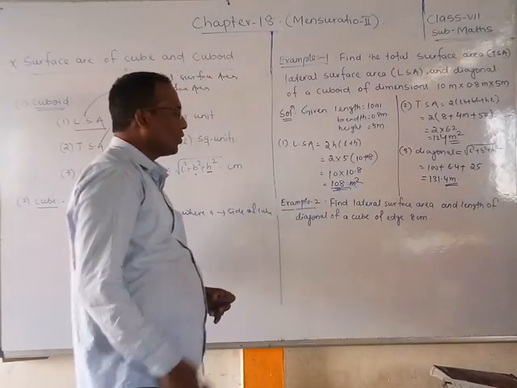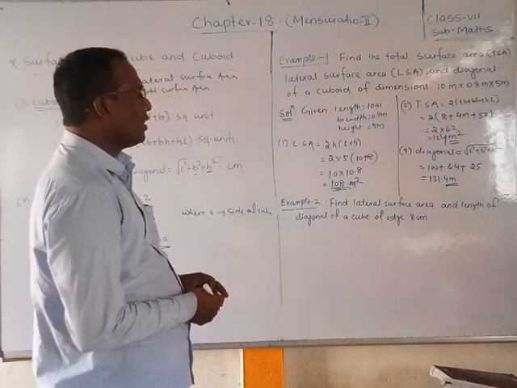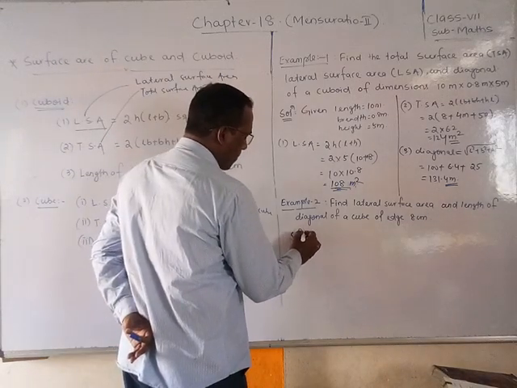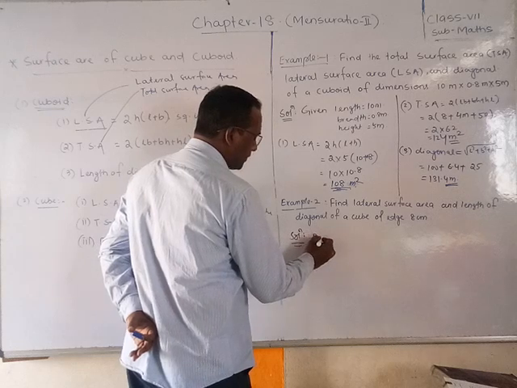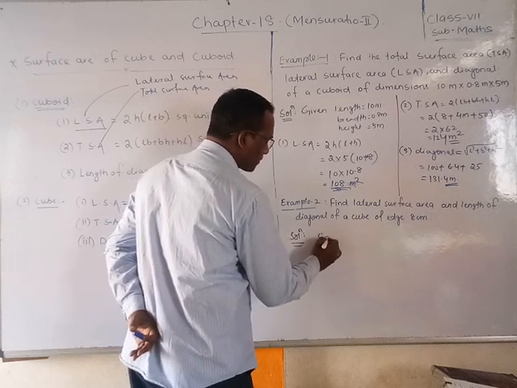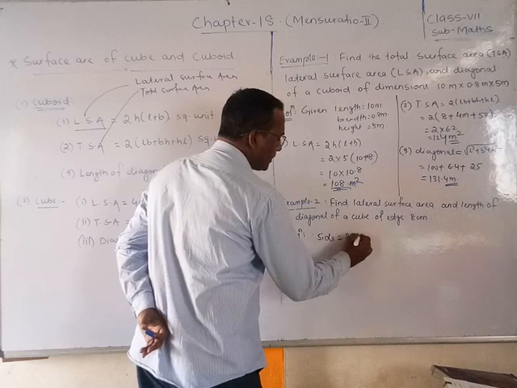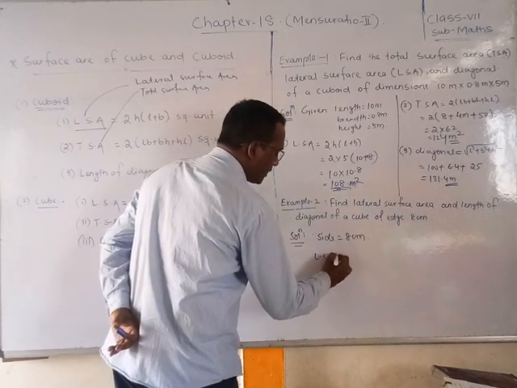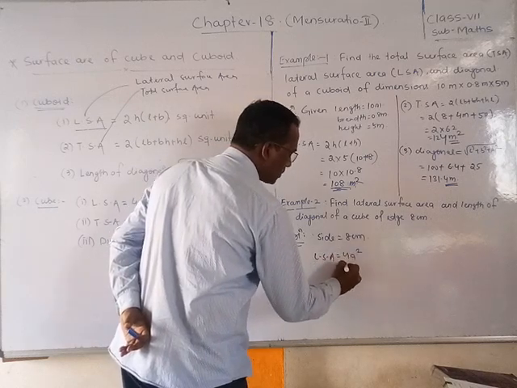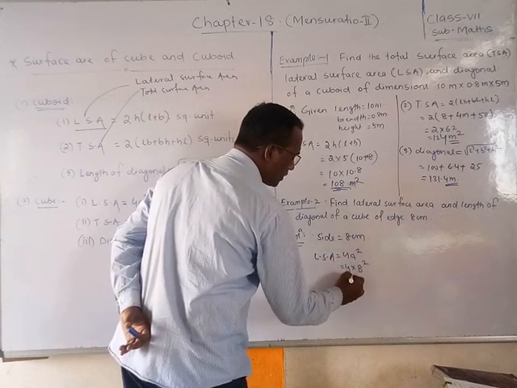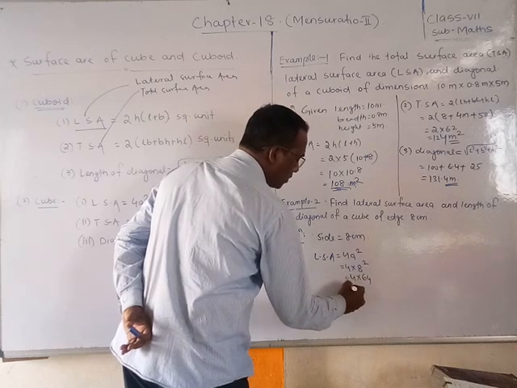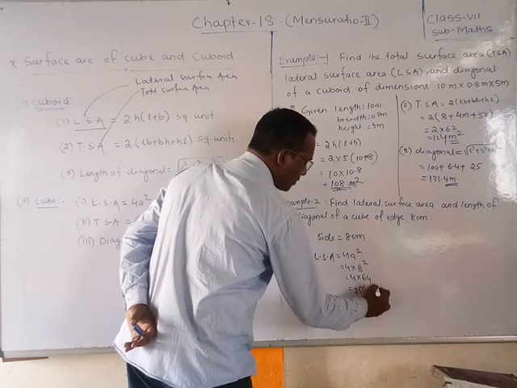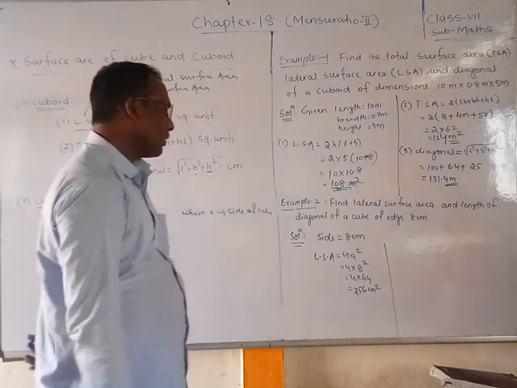Now we will go for example 2, students. Find the lateral surface area and length of the diagonal of a cube. Solution: given side is 8 centimeter. Lateral surface area is 4a square, so 4 into 8 square is 4 into 64, which is 256 centimeter square. This is our LSA.